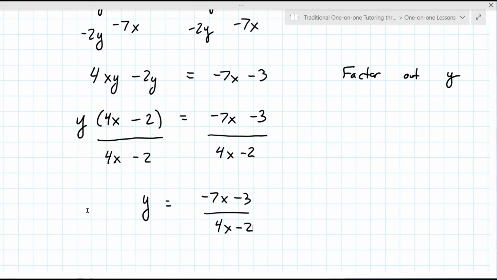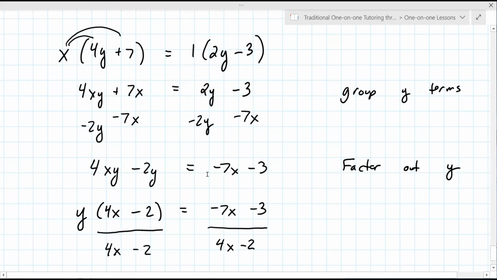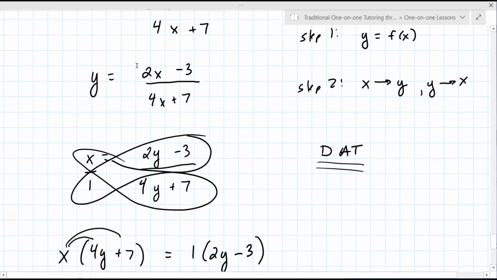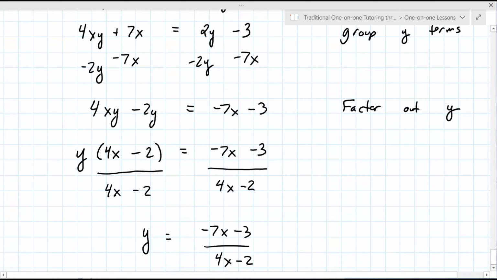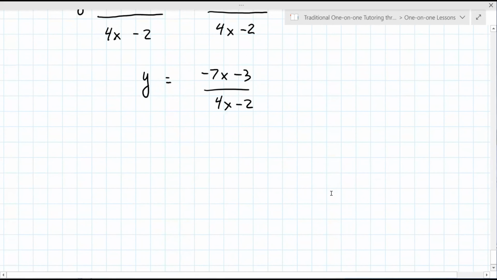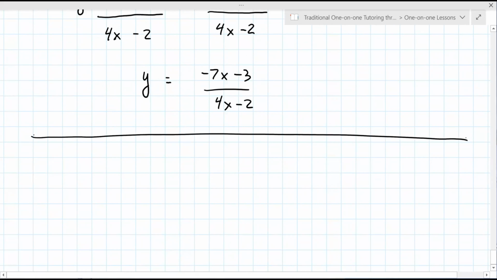So notice, and I think this is kind of interesting, the form of the inverse is very similar to the form of the original function. It's very close. This happens over and over again. That's why they like these problems in standardized testing. Okay, so if you understood that, I'm going to give you one much more simplistic.